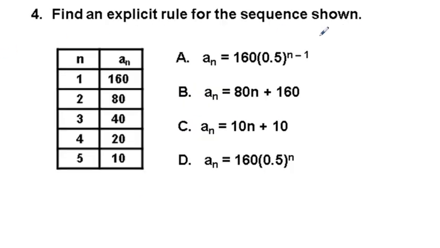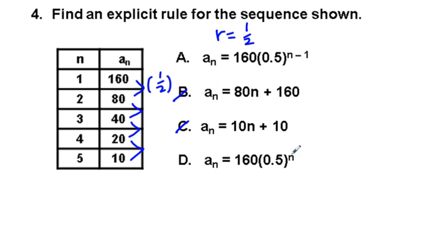4, find an explicit rule for the sequence shown. And one thing you should be able to readily see is that you have a common ratio. What do you multiply by one term to get to the next? Well, you multiply by 1/2. So our common ratio, R, is going to be 1/2. And so right now you could say, well, it can't be B or C based on that. So you're going to match up.